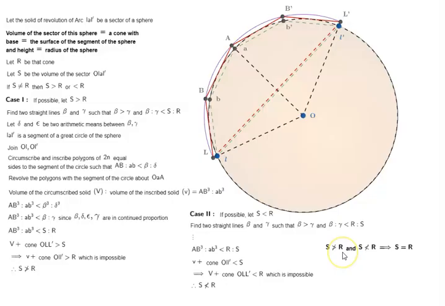So S is not greater than R and S is not less than R, which means S is equal to R, which in turn means that the volume of the sector of the sphere is equal to a cone with base equal to the surface of the segment of the sphere and height equal to the radius of the sphere. So that is proposition number 44 of Works of Archimedes, specifically from book 1 of On the Sphere and Cylinder. And by the way, this is the last proposition of this book.